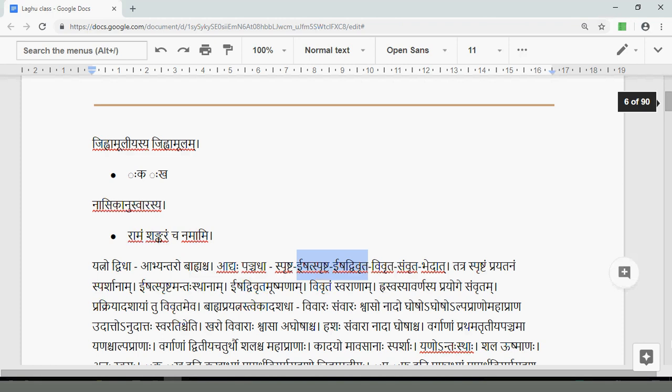All these will be explained as to which falls in which category. Tatra Sprishtam Prayatna. What is Sprishtam Prayatna? It is abhyantara, internal effort. And internal effort, the first type is what? Sprishta. What is Sprishta? Sparshanam. Sparshanam, Sprishta. Wherever there is touch, the tongue touches.